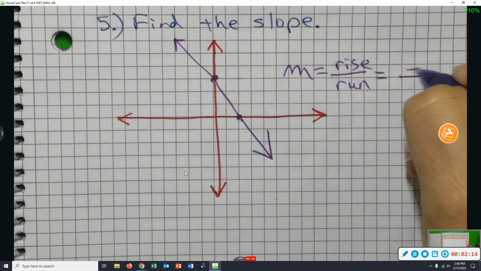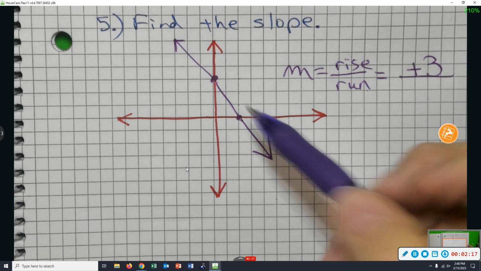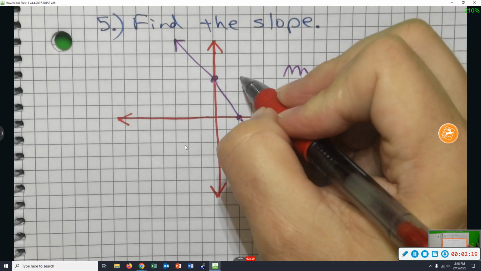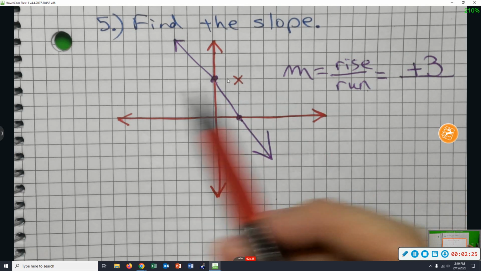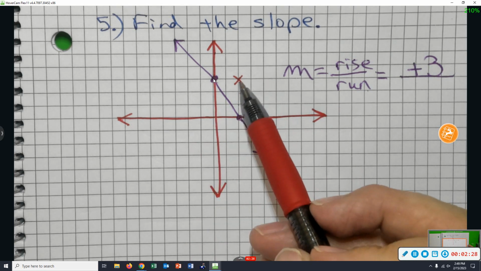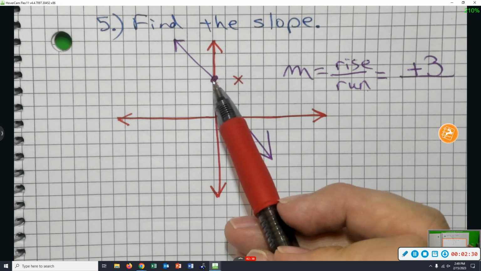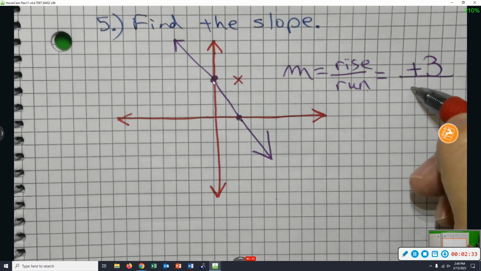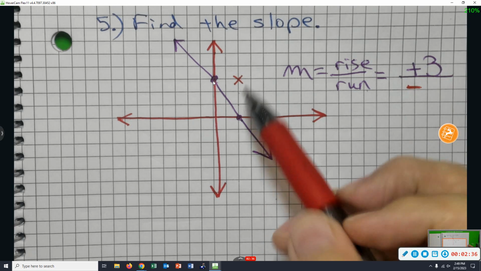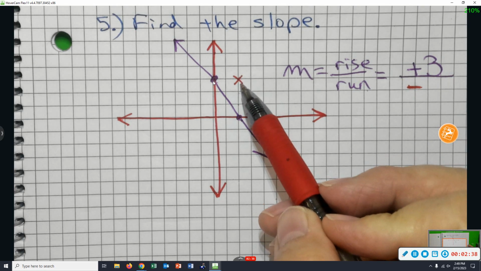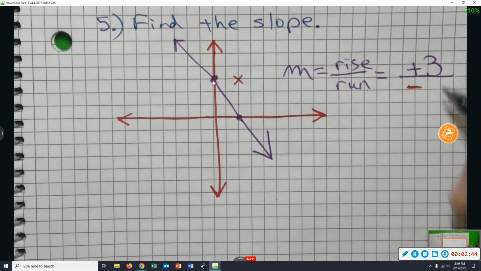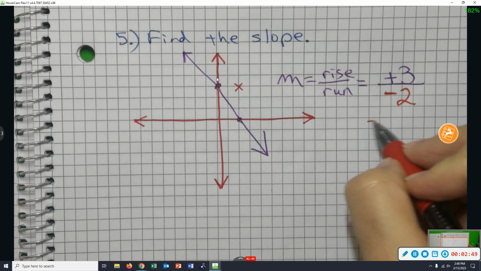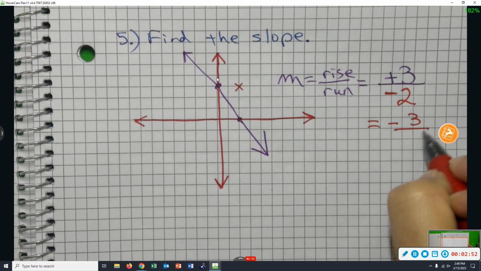So we'd say the rise is a positive 3. And I'm positioned here where the little x is. Now, the run is the horizontal movement. I'm going to have to move in the negative direction to get to this actual point. So my run is going to be negative. Moving towards the negative direction, how many units will I need to move to get to that actual point? 1, 2. Positive 3 divided by negative 2, that says that the slope is negative 3/2.